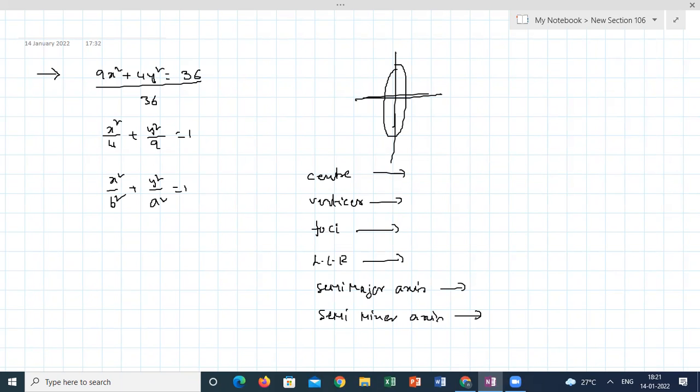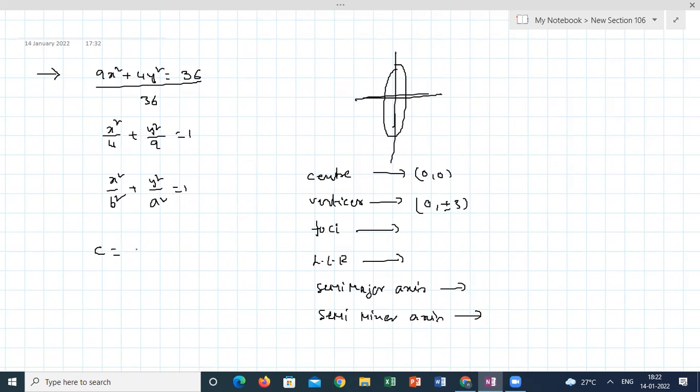Sir, center is 0, 0. Vertices is plus or minus 3, 0. Plus or minus 3, 0 or 0, plus or minus 3? 0, plus or minus 3, sir. Sorry, yes. Sir, and foci is 0, plus or minus 5, root 5. So what is the C value here?